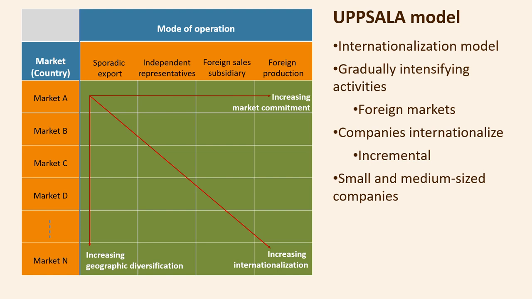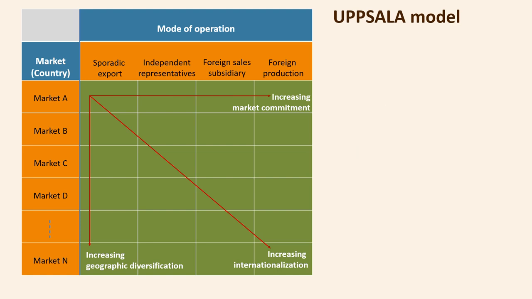Johanson and Vahlne say that this applies primarily to small and medium-sized companies. Now let's look at the construction of the model. The Uppsala model consists of two dimensions.